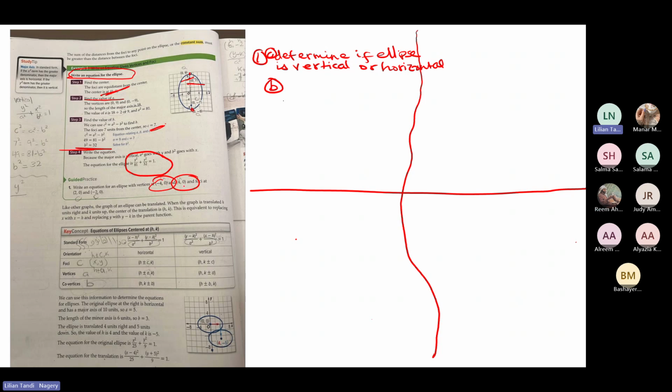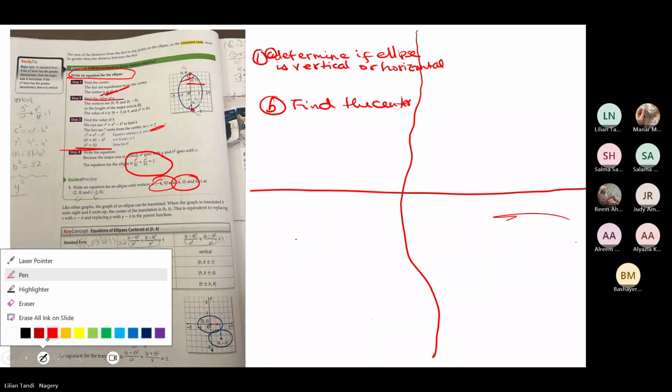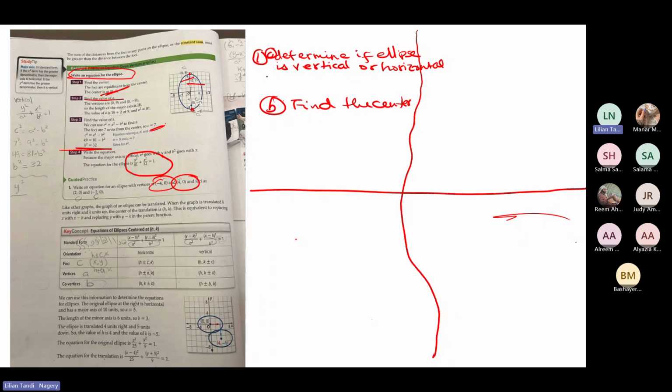Yes. Okay, so we know that this will be horizontal. That's how I know. Part B, find the center. But we already know the center will be, okay, part B, find the center. All right, now we've agreed our answer here is horizontal. How do we know? Because my points are on the x-axis.